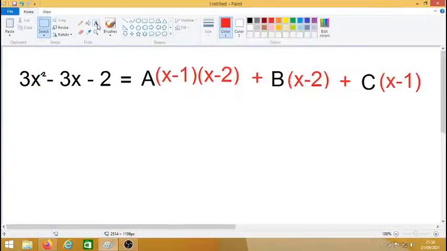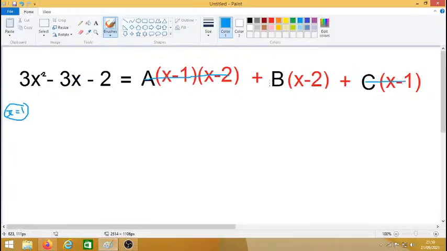Okay, nothing too hard. We're just going to do a bit of substitution. We're going to choose the easiest possible substitution to make our life easy. If we choose something that makes one of these brackets a 0, then that will mean less to work out. So let's go with x is 1, so that the x minus 1 bracket becomes 0. So we know that that's going to become 0. This is going to become 0.